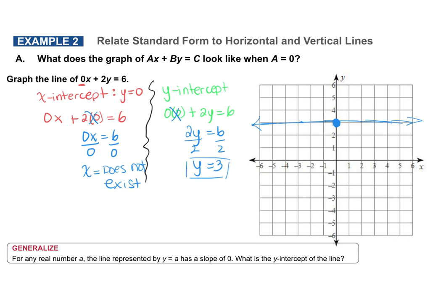If I go back to the original equation, that 0x means that 0 multiplied by whatever number x is the same thing as the equation just 2y equals 6, which is also just the equation y equals 3. So whenever I have an equation that just says y equals a number, it is safe to assume that the equation will always be a horizontal line at that y-intercept.